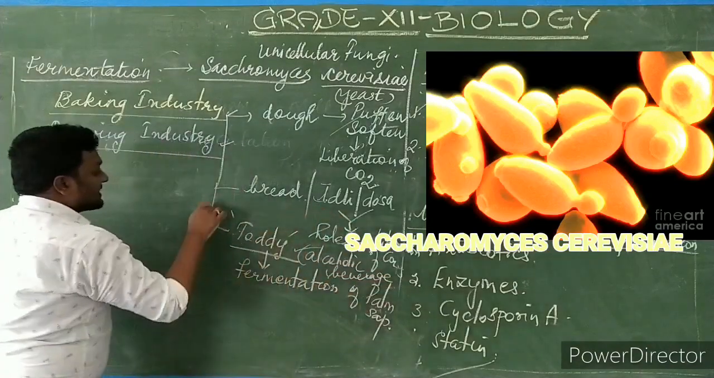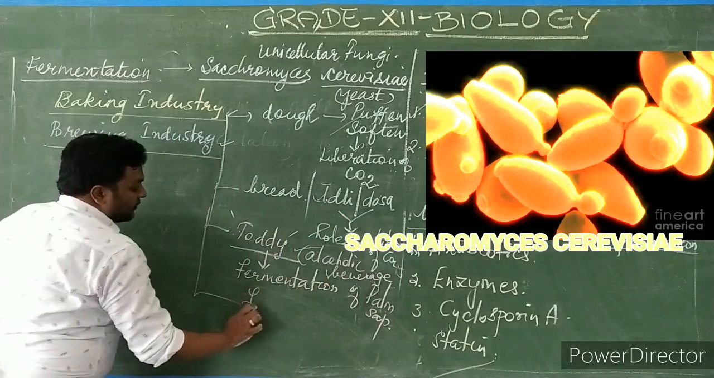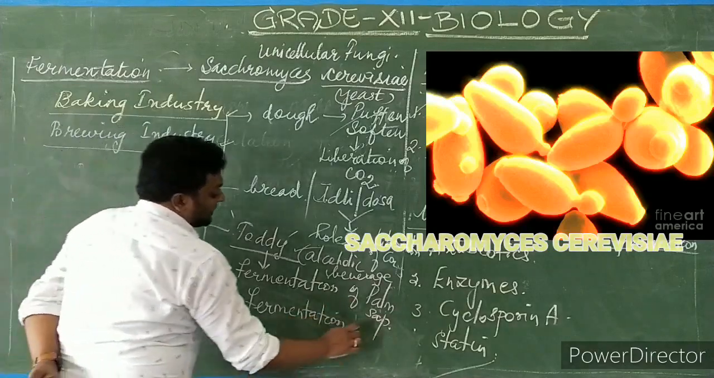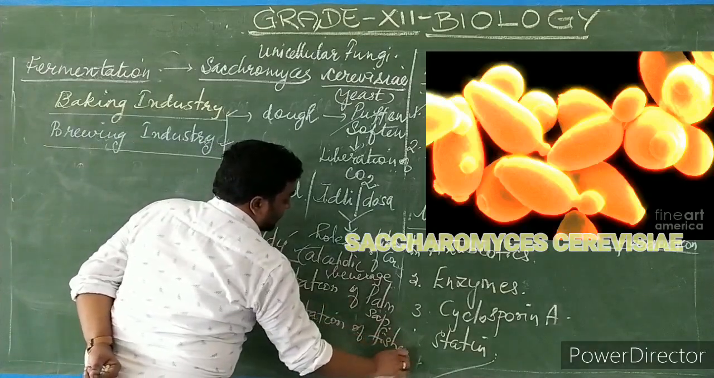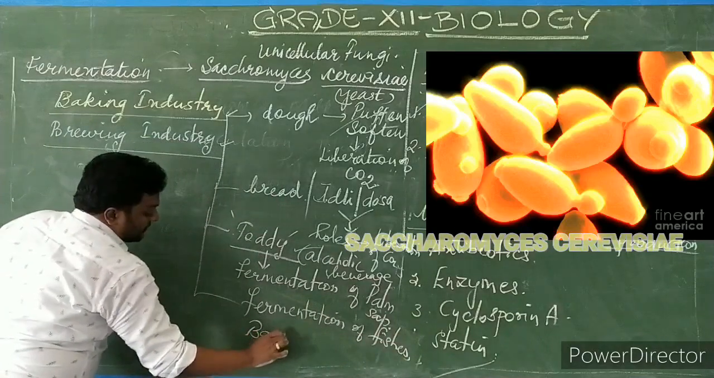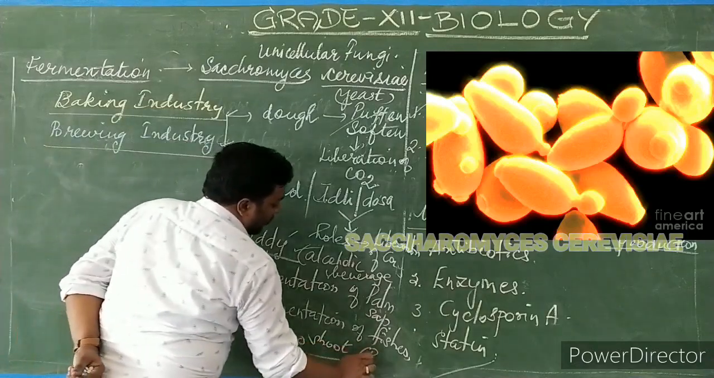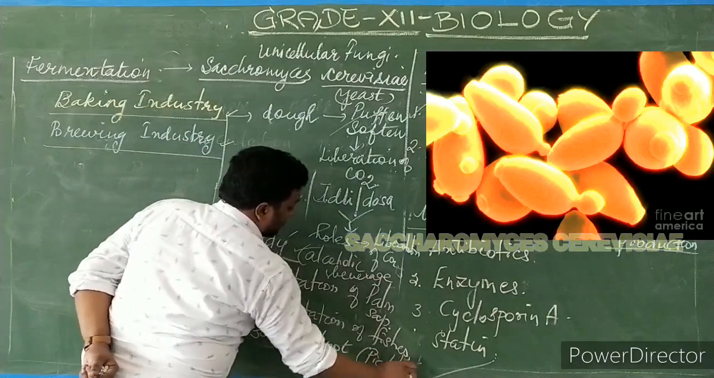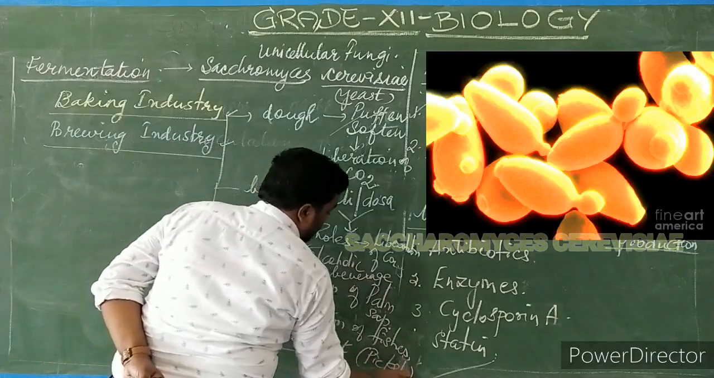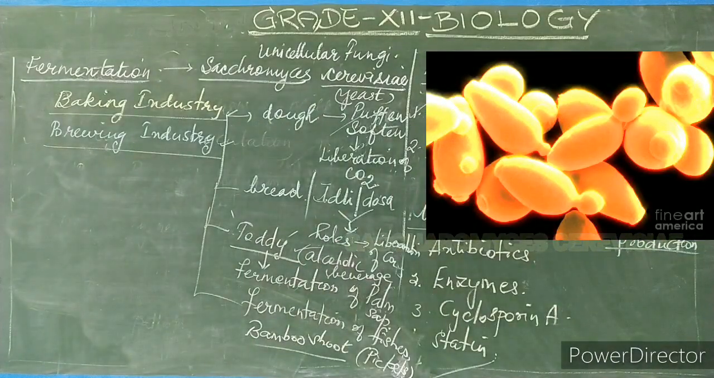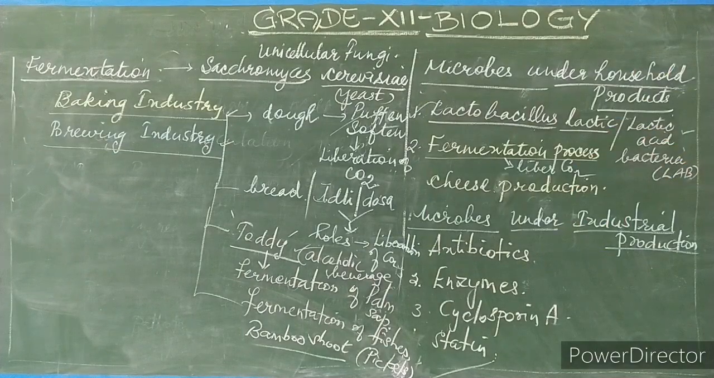Similarly, Saccharomyces cerevisiae can also be used in the fermentation of fishes, dry fish. Then bamboo shoot, which is also very important. The bamboo shoot is widely used in the manufacture of pickles. So for the preparation of pickles we can widely use it. And similarly soya bean fermentation.